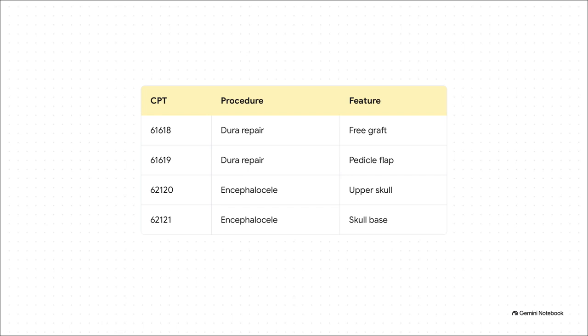And for those deeper repairs, here's how it shakes out. Continually hunt the documentation for blood supply and anatomical zones. A dural CSF leak patched with a free graft without blood supply is 61618. A vascularized flap with an intact blood supply is 61619. For encephalocele protrusions, an upper skull vault repair is 62120, while a deep skull base repair gets 62121.